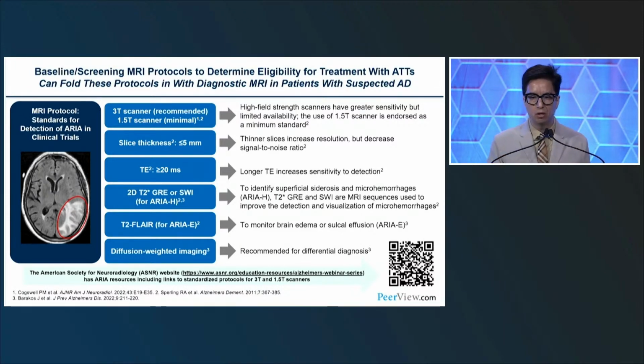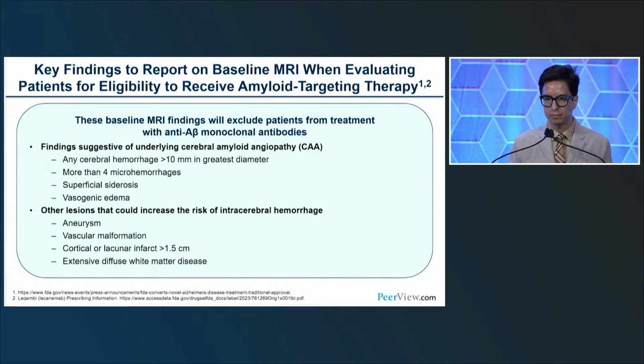And what you see here, and you can scan with the QR code, are typical sequence protocols. You can scan edema and bleeds with FLAIR and susceptibility sensitive sequences respectively, be it GRE or susceptibility weighted sequences on 1.5 or 3T scanners. And so these are actually tracked on the ASNR website.